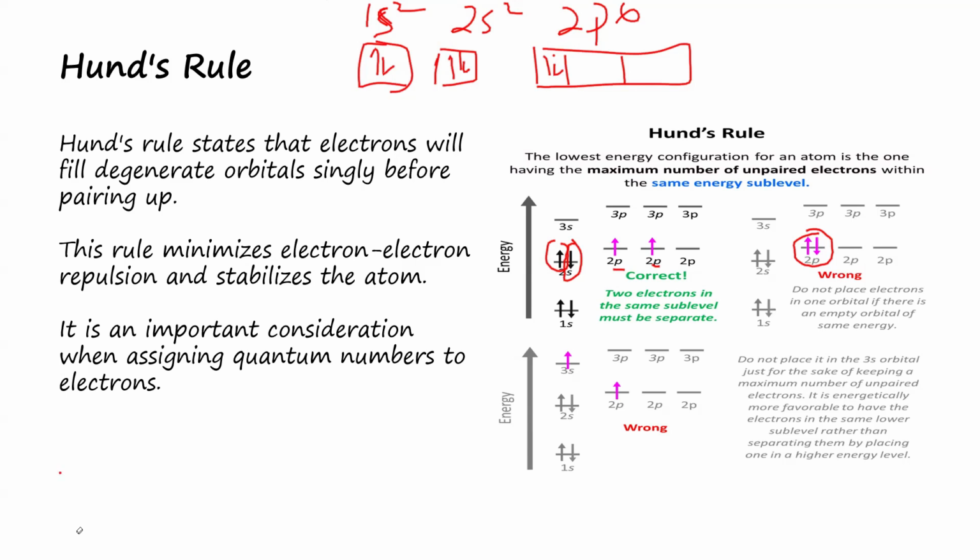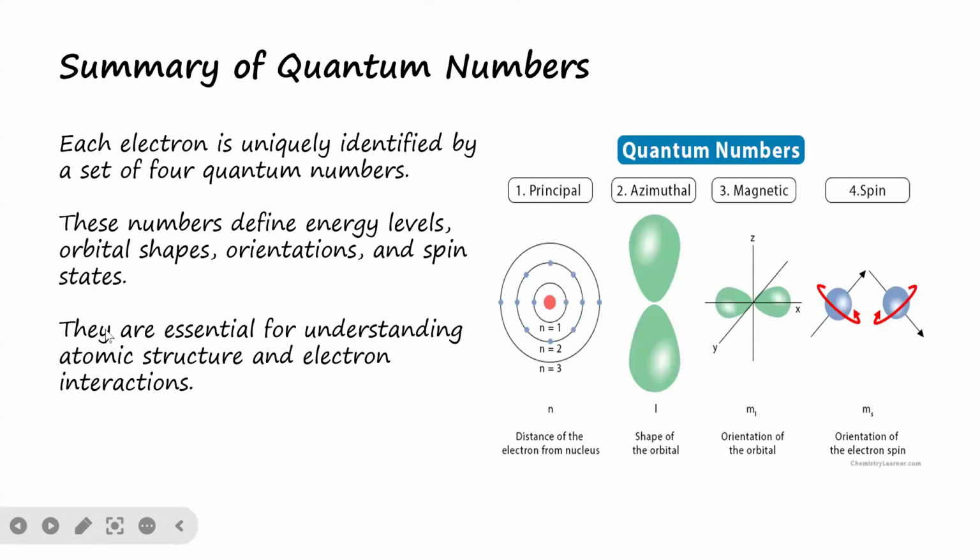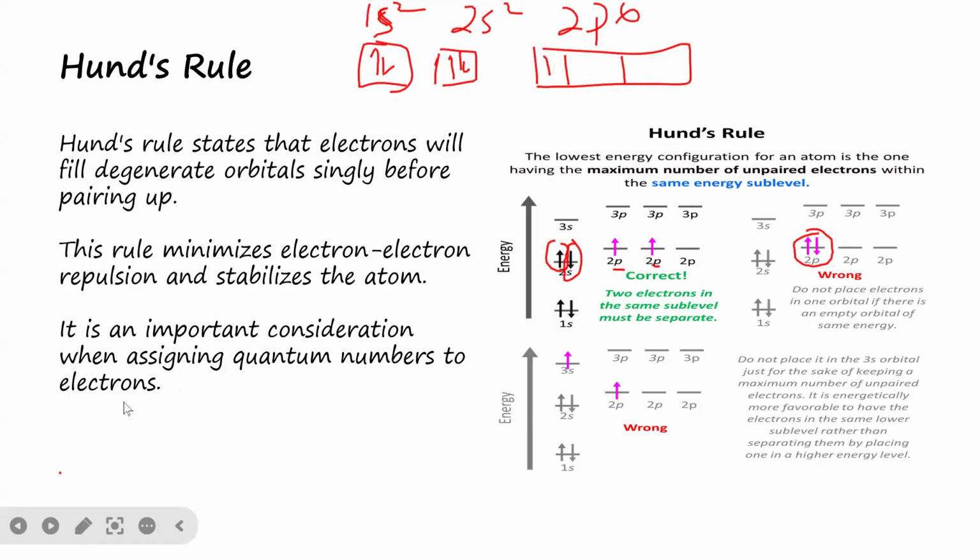What do I mean? It's this. What you are going to do is arrange singly. You add 1 electron here, then add 1 here, then add 1 here. Then you start pairing, coming back here, coming back here, coming back here. So you arrange them singly first, and then you come back and start pairing. This is what Hund's rule of maximum multiplicity states. This rule minimizes electron repulsion and stabilizes the atom. So it is an important consideration when assigning quantum numbers to electrons. When you are trying to assign quantum numbers to an electron, it is very important to consider Hund's rule. If not, you are going to make mistakes.